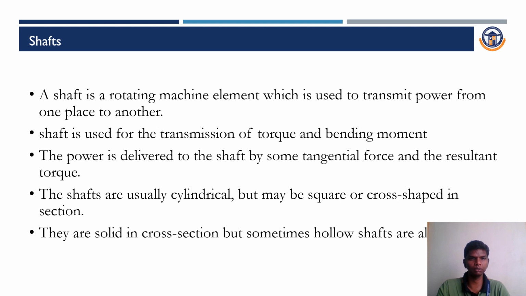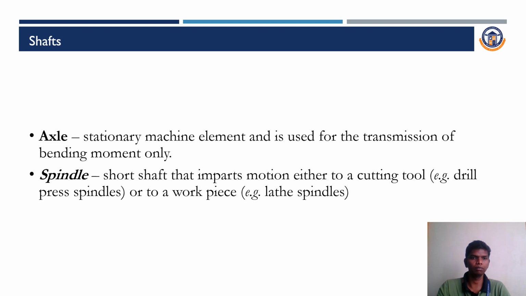Shaft. A shaft is a rotating machine element which is used to transfer power from one place to another. A shaft is used for transmitting power. Bending moment, we all well know that. And shaft, axle, and spindle: an axle is a stationary machine element, and a spindle is a short shaft that imparts motion to cutting tools.